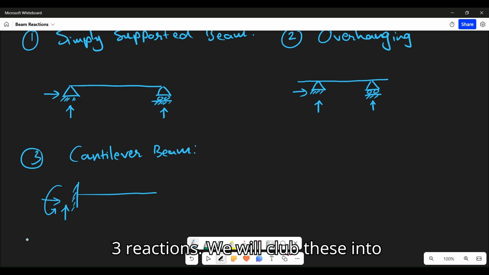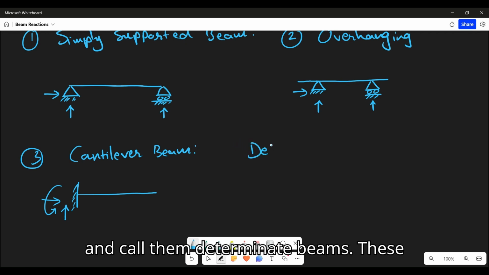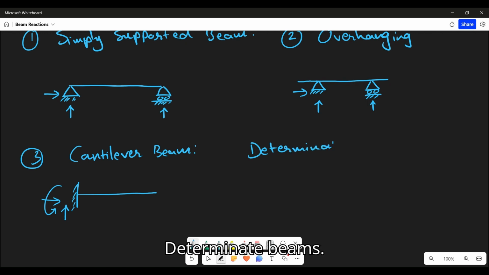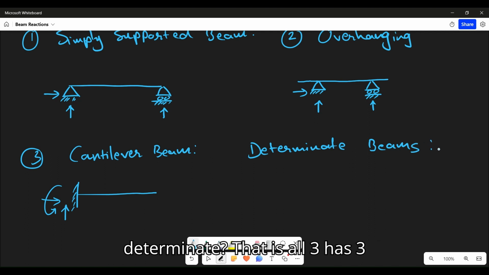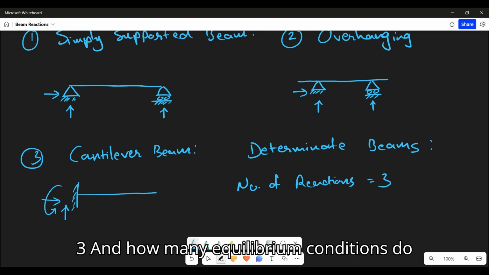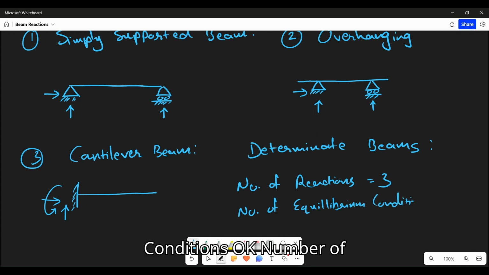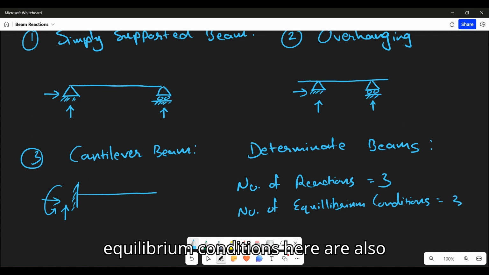We will club these into a group and call them determinate beams. These all are determinate beams. What do we mean by this word determinate? All three have three reactions, right? So the number of reactions is three. And how many equilibrium conditions do you have? The number of equilibrium conditions here is also three.